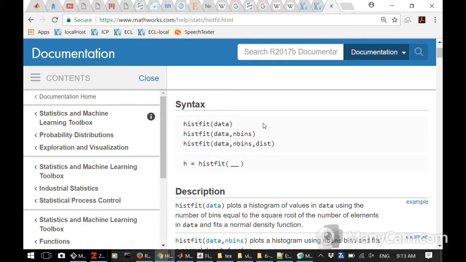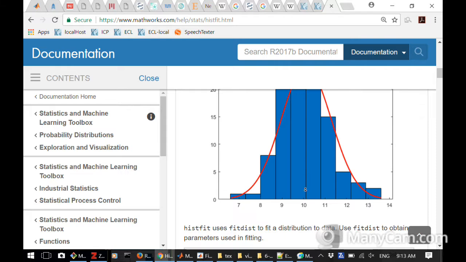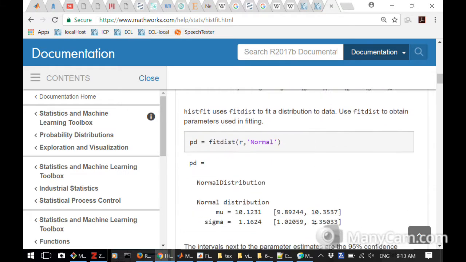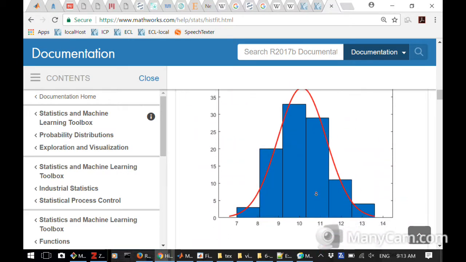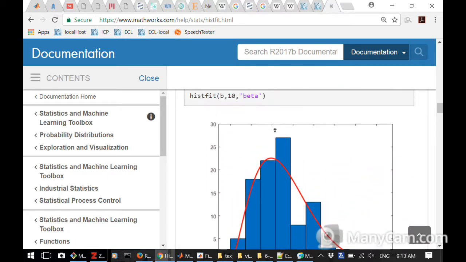Hist fit data, n bins, and distribution. Okay, so I was missing n bins in my example. But basically, this is the function that can fit different distributions to your data set. So you can try other things.